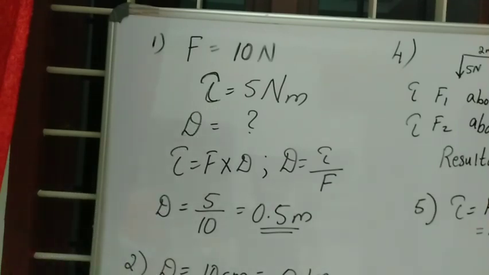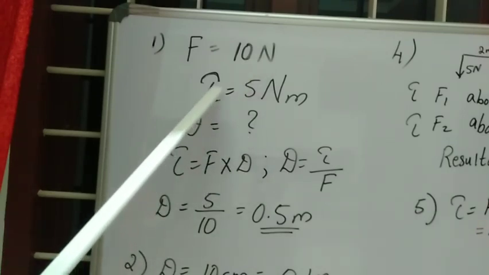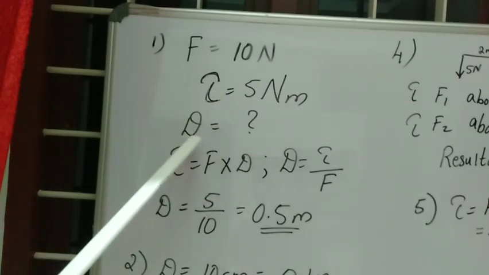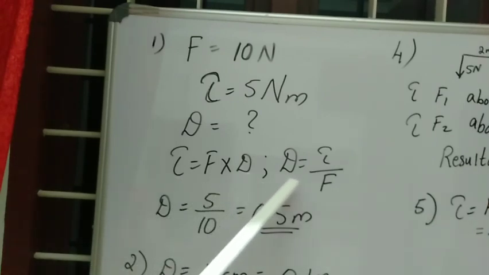Question number 1. The moment of force of 10 Newton about a fixed point O is 5 Newton meter. From the unit given for the physical quantity, you can identify whether it is force or moment of force. SI unit of force is Newton, SI unit of moment of force is Newton meter. So here force is given 10 Newton and moment of force or torque is given 5 Newton meter. We are asked to find distance. We have the formula torque is equal to force into distance. From here distance is equal to torque by force. 5 by 10, you will get the answer 0.5 meter.